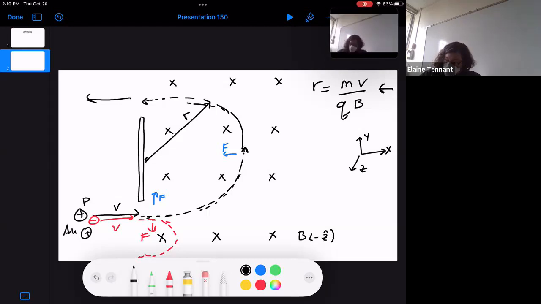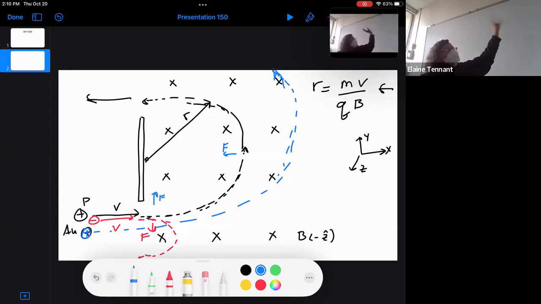Much, much larger, right? So my gold ion is going to go in here, and gold is very big. It's quite a heavy particle. That's why they call it a heavy metal. It would land on, like, way high up there.